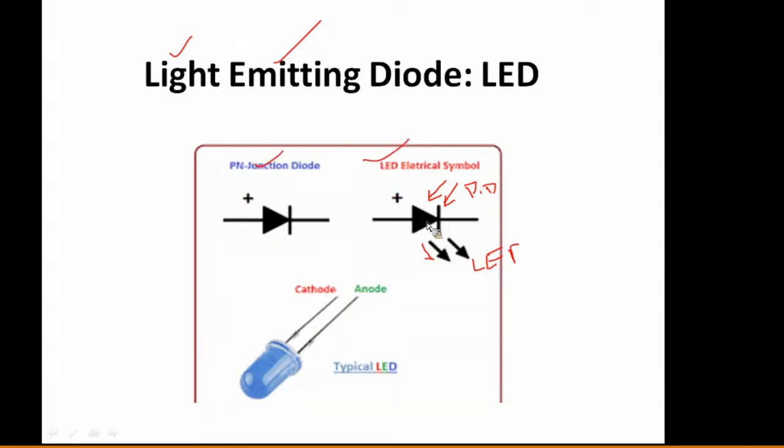This is a simple PN junction diode, and this is the LED electrical symbol. The arrow marks must be outside. That's a typical LED, which people are able to see. The larger lead is your anode. The smaller one is nothing but the cathode. This is how to identify the cathode and anode: the larger lead is the anode, and the smaller lead is the cathode.